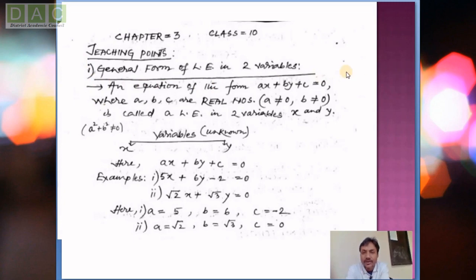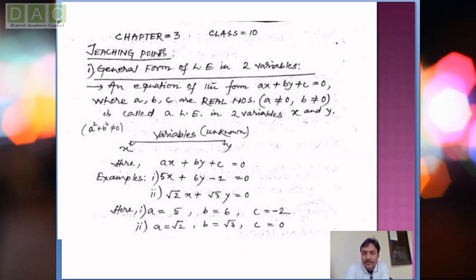ax plus by plus c equals 0, where a, b, c are all real numbers, but a not equal to 0, b not equal to 0, that is, a and b both not 0, is called a linear equation in two variables x and y. Here a note is given: a square plus b square not equal to 0. Now x and y, these two are the variables, that is, unknown, not known.